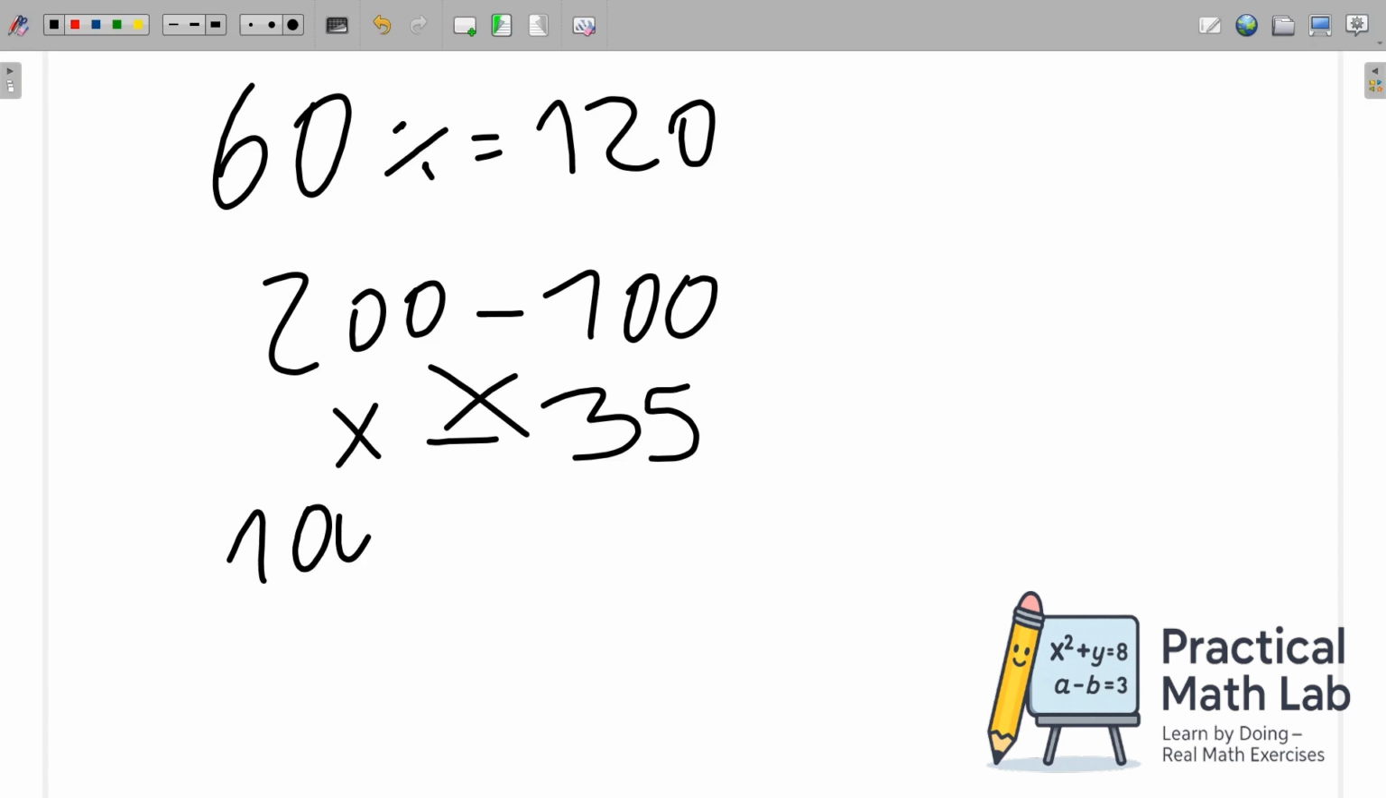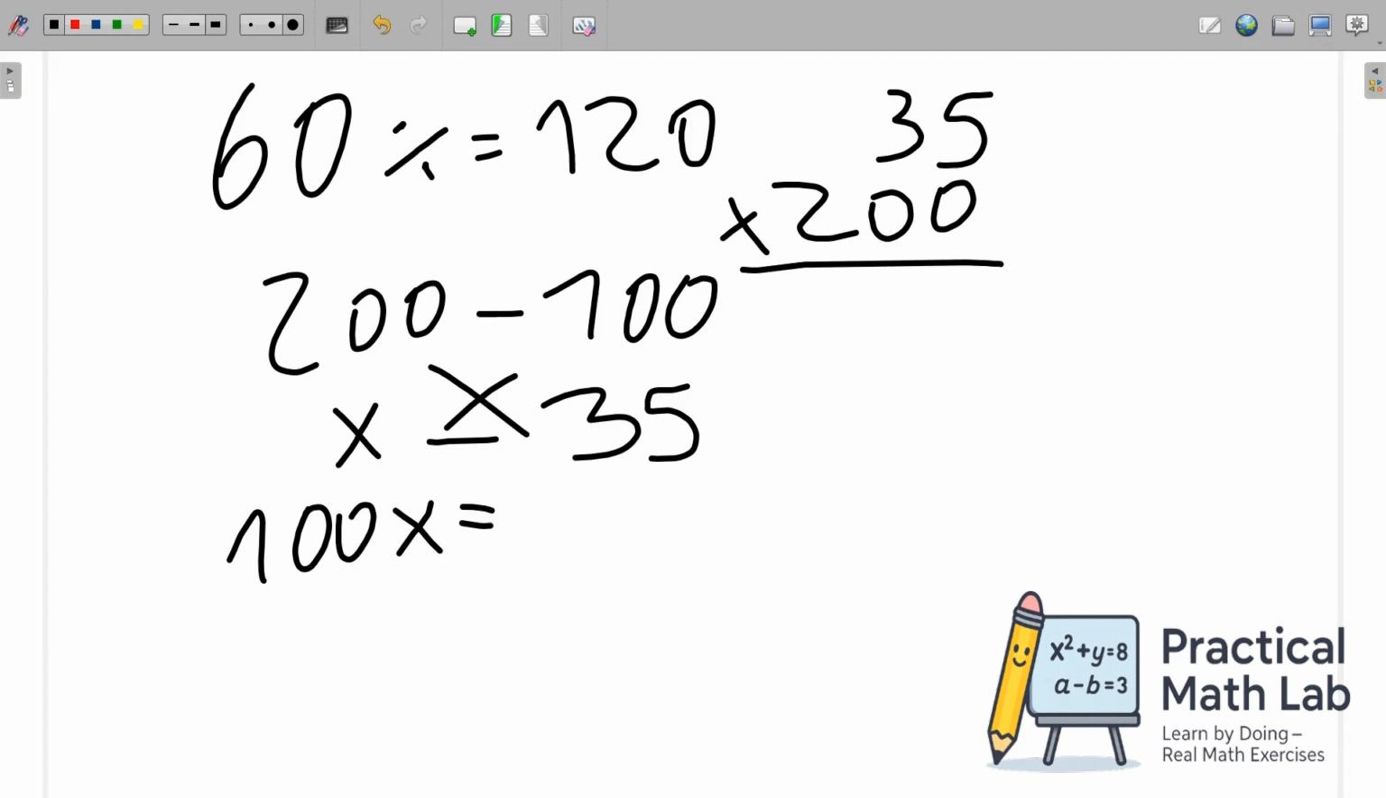So we have 100x equals. Let's multiply here. 35 times 200. Here's a tip when multiplying. Since I'm multiplying a number that has zeros, we put it underneath, and you don't need to keep repeating the zeros. Just write them once here, 1, 2 zeros, and start from the 2. 2 times 5 is 10, carry 1. 2 times 3 is 6, plus 1, 7. So 100x equals 7,000.